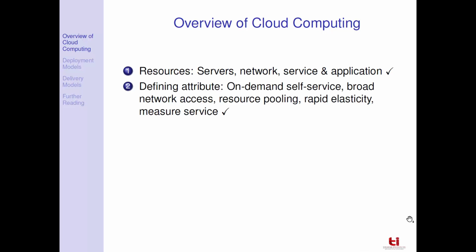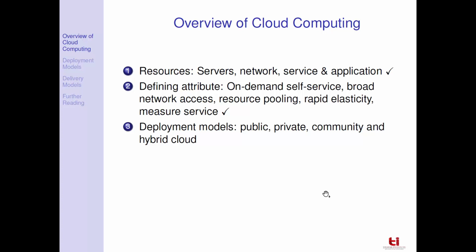Then there were 5 defining attributes or essential characteristics which were given by NIST, that were on-demand self-service, broad network access, resource pooling, rapid elasticity and metered service. We've already covered these 2 points in previous lectures.